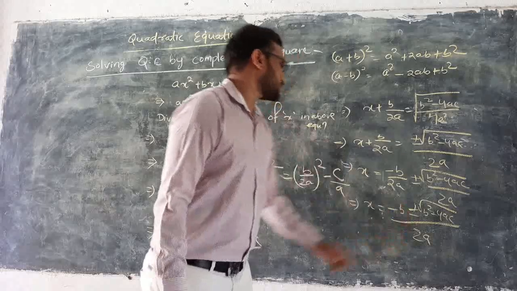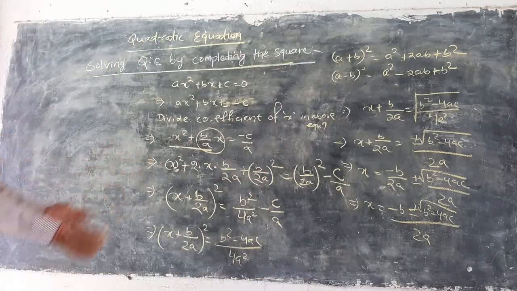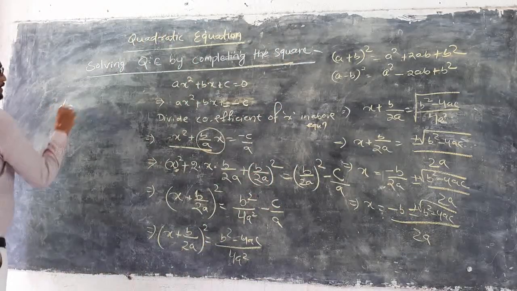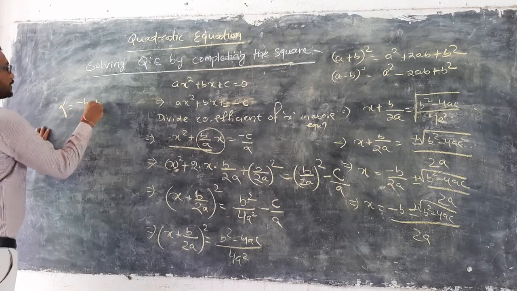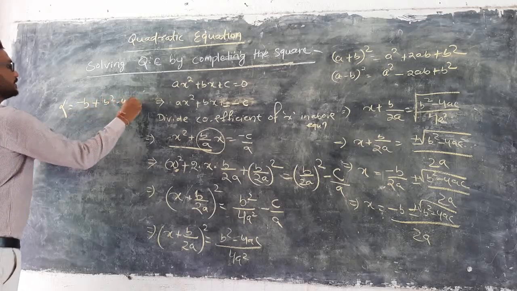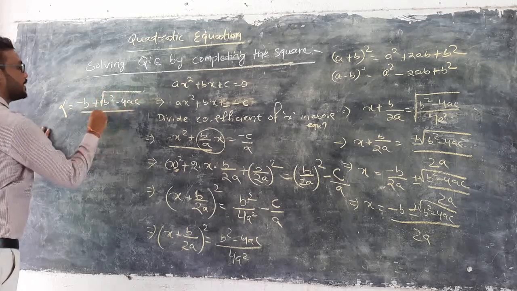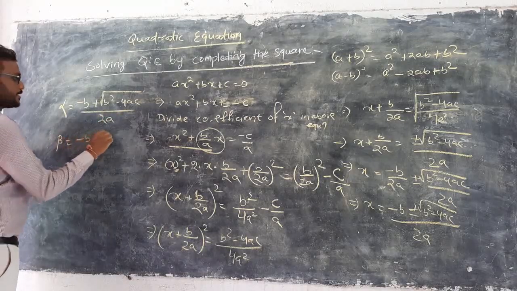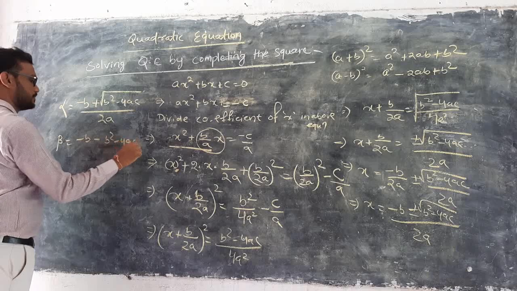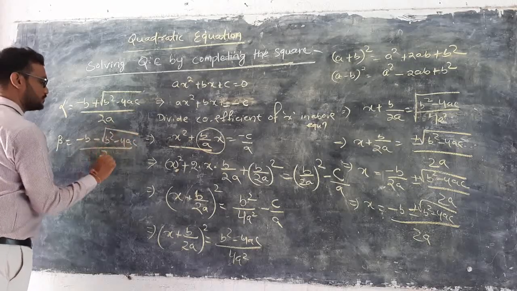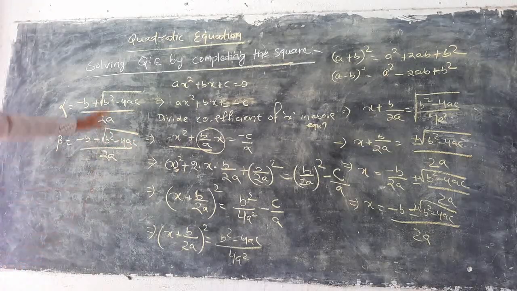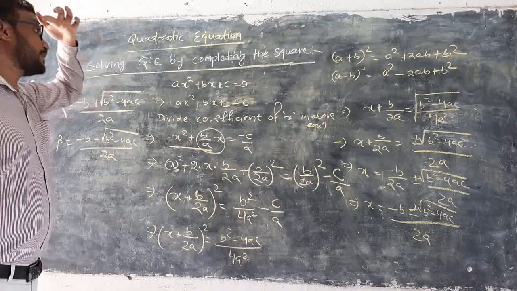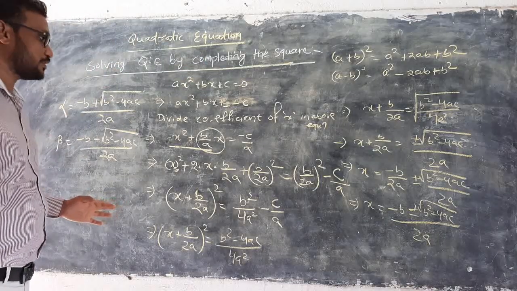So here plus minus is there, so as I have told you previously, the first one, alpha, is minus b plus root of b square minus 4ac by 2a. Another, beta, is equal to minus b minus root of b square minus 4ac by 2a. So this is the complete procedure of solving a quadratic equation by the completing the square method.